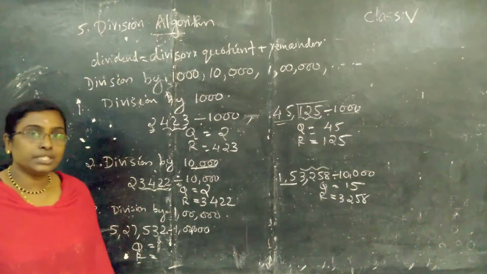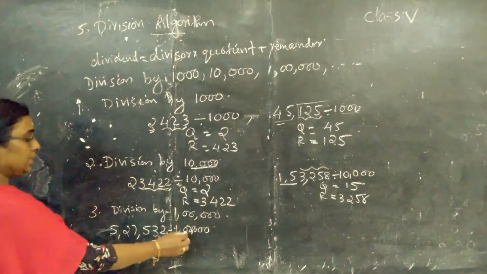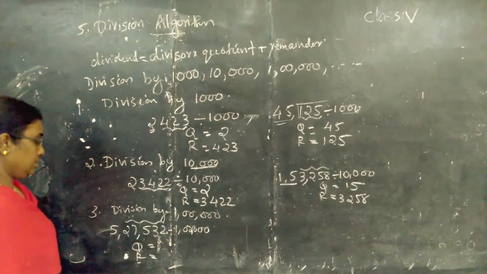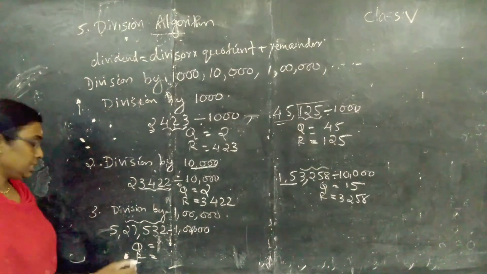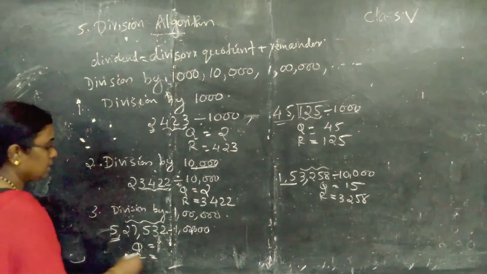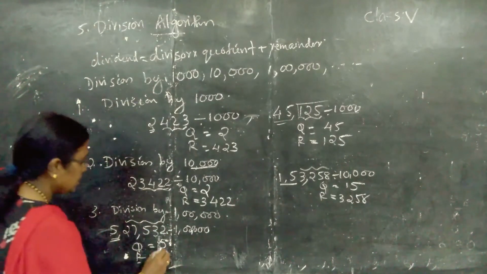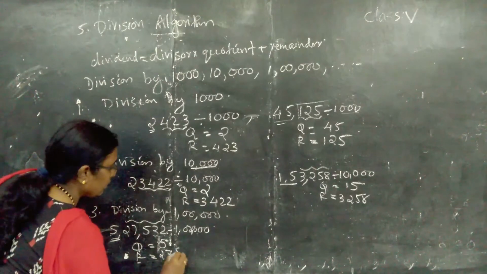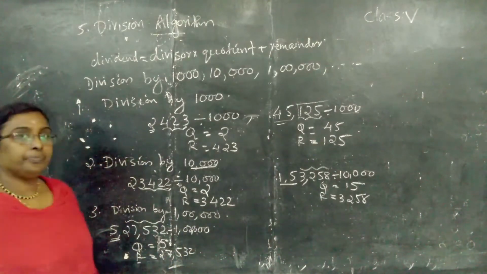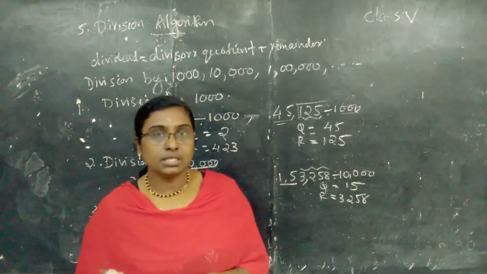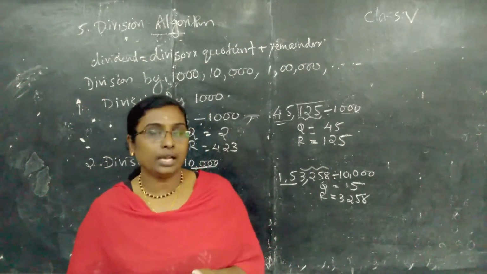In order to get the quotient, we remove the last 5 digits. These are the last 5 digits. Remove the last 5 digits, we get the quotient. Quotient is 5 and these 5 digits form the remainder, 27,532. Okay. In this way, we can divide a number by 1,000, 10,000, 1 lakh and so on.